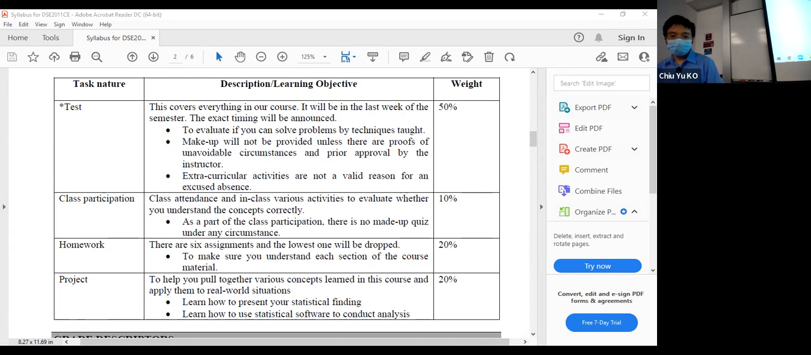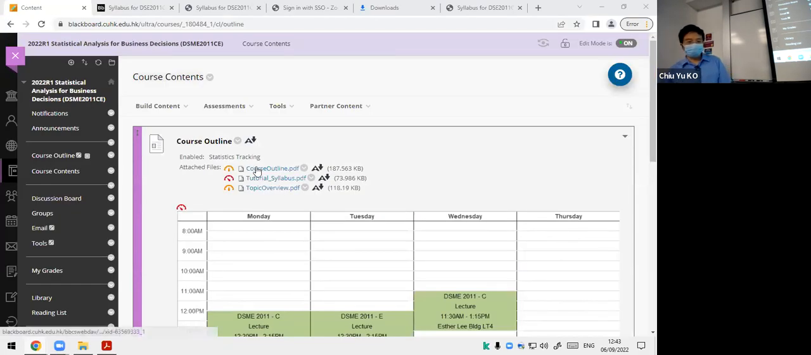the next thing I want to go over is the black box, and go through every single element there. So go to the black box. The black box here, which I just covered, is the course outline, okay? And the tutorial syllabus, I will go over very briefly.